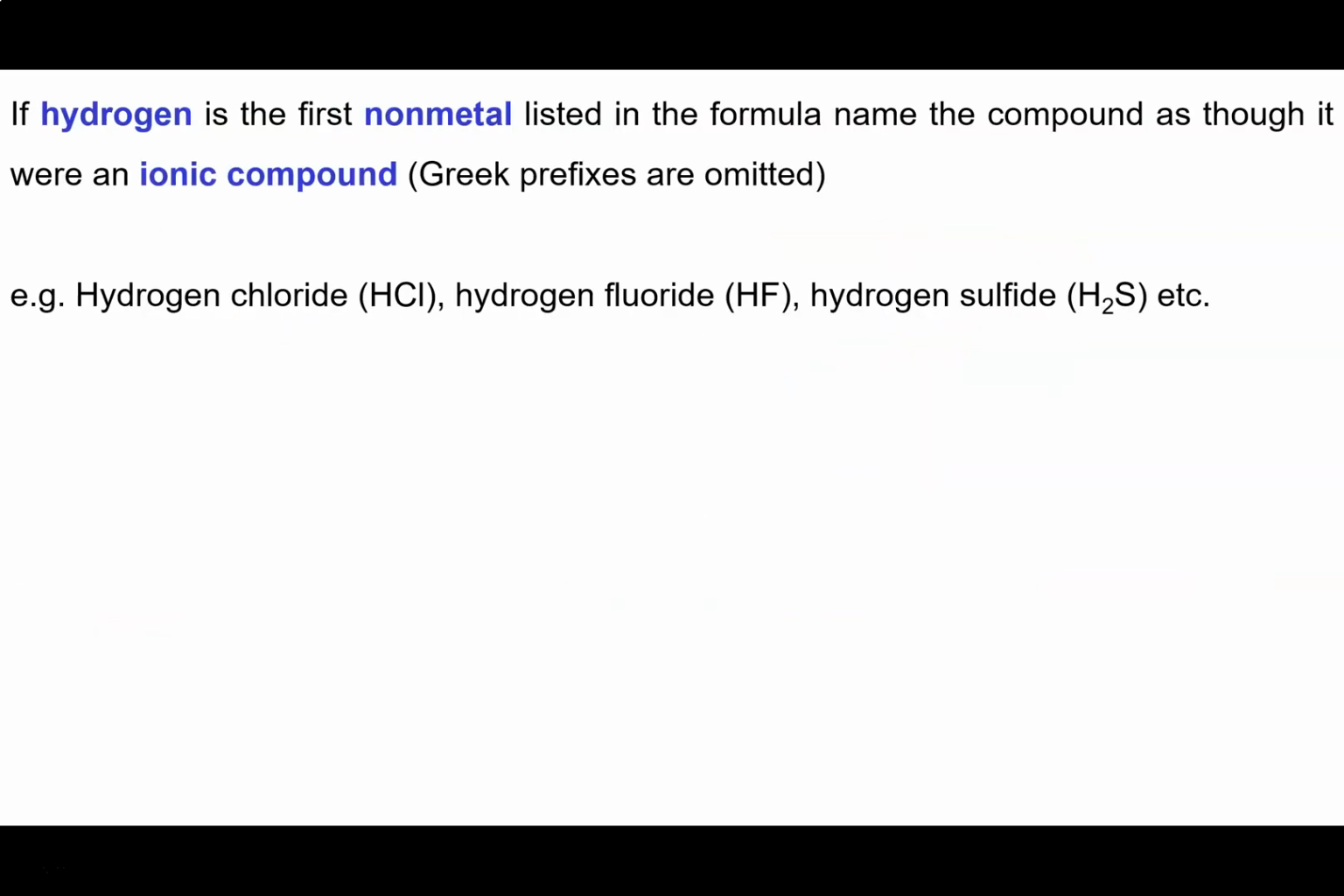All right, now here we go. If hydrogen is the first non-metal listed in the formula of the compound, name it as though your compound is an ionic compound. So you don't use any Greek prefixes, is all that means. So we don't say hydrogen monochloride, we just say hydrogen chloride. We don't say hydrogen monofluoride, we just say hydrogen fluoride. We don't say dihydrogen sulfide, we just say hydrogen sulfide. So if your compound begins with hydrogen, you want to omit your prefixes, okay? And that's it.